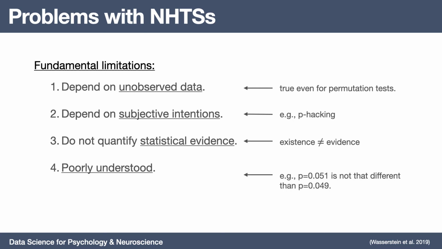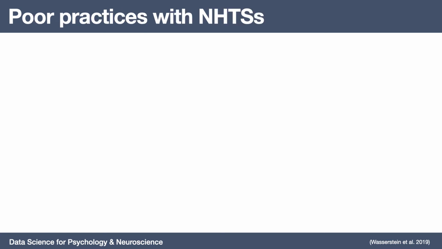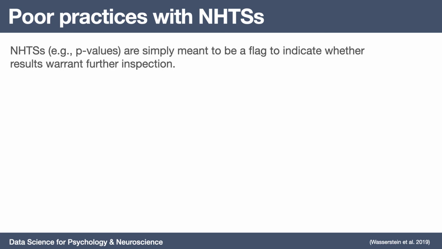These limitations have led to many poor practices with null hypothesis test statistics in the field. It's important to remember that null hypothesis test statistics, otherwise known as p-values, are simply meant to be a flag to indicate whether results warrant further inspection. They are a beginning, not an end. Whether a result is statistically significant or not really just tells you whether or not you want to dig further into understanding the effect. But that's not how they're typically used in the field, and that has resulted in a lot of the problems that we see in the wild.